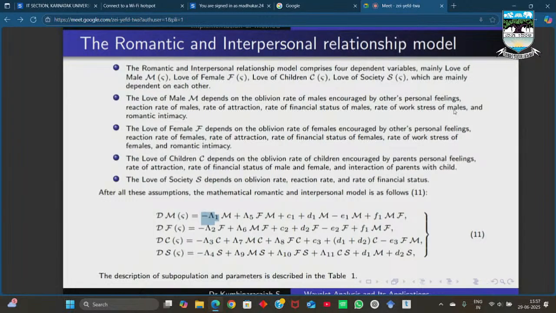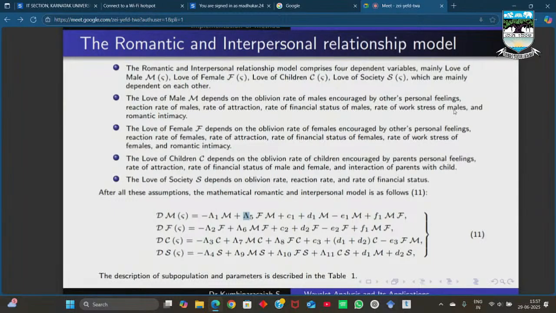And gamma phi represents the rate at which one is encouraged by helpful activities. If I help my spouse, and my wife immediately appreciates my work, then my love, or my care towards her, will increase, right? So that's why it is a positive notion. And C1 represents the rate of attraction, so that is positive. And D1 represents the rate of financial status.